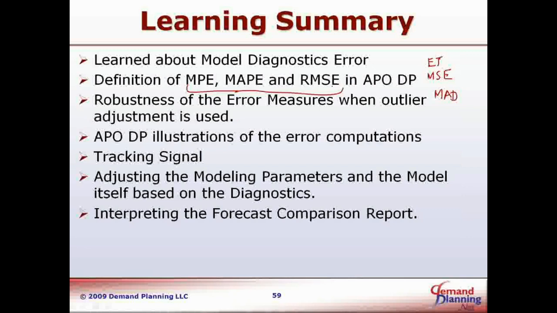right? MPE and MAPE make sense from a relative perspective because they are percentage numbers. Root mean square error, on the other hand, will give you the weighted calculation. So it's comparable to the weighted absolute percent error that we used before. And then finally, we talked about the robustness of the error measures when outlier adjustment is used.